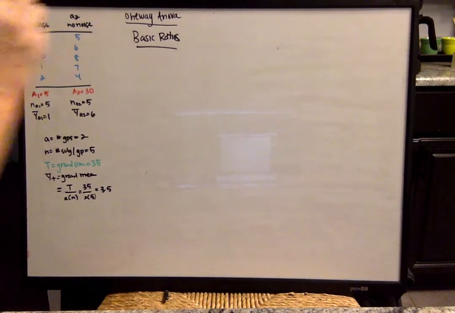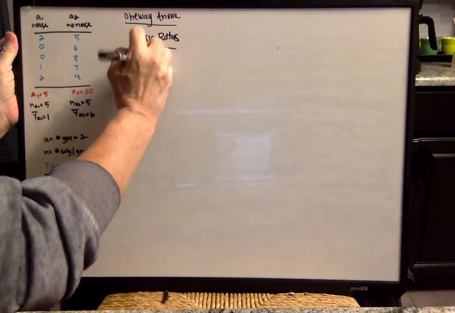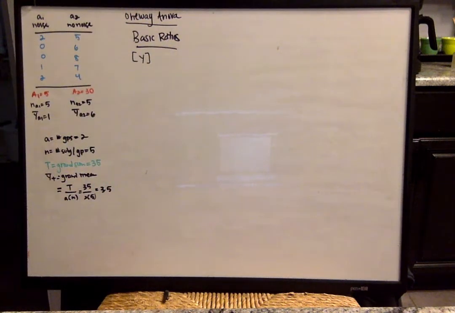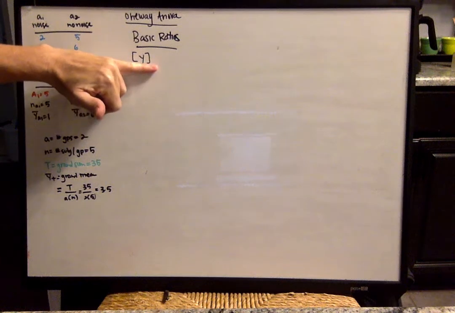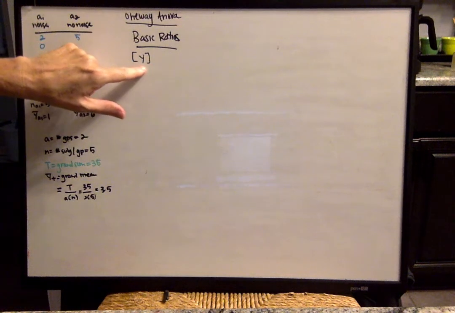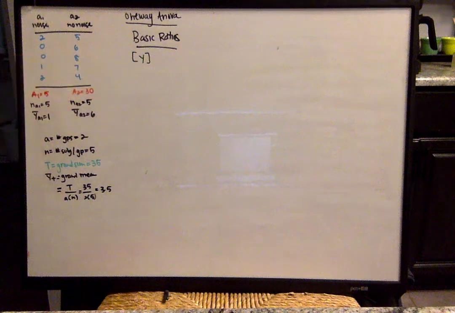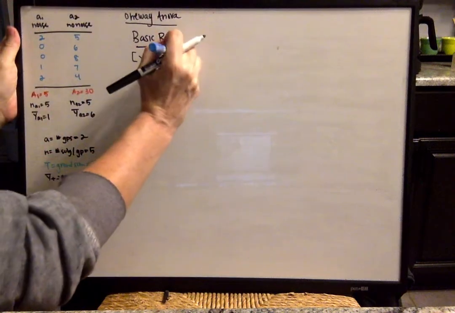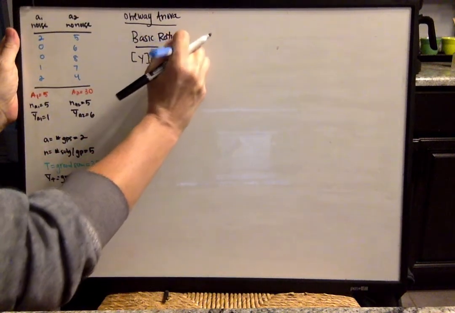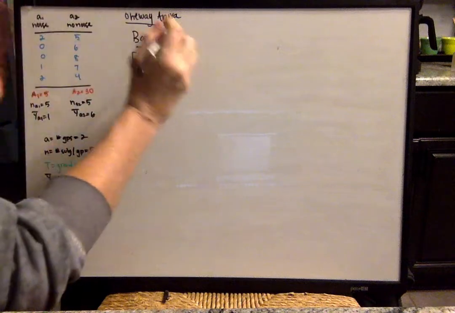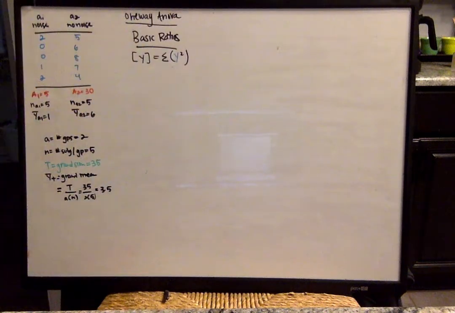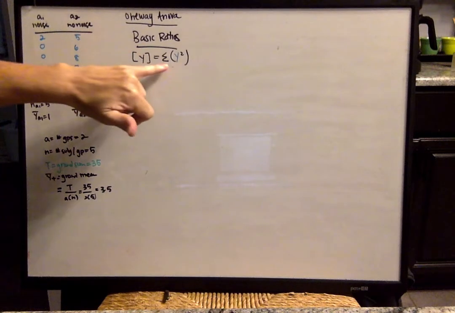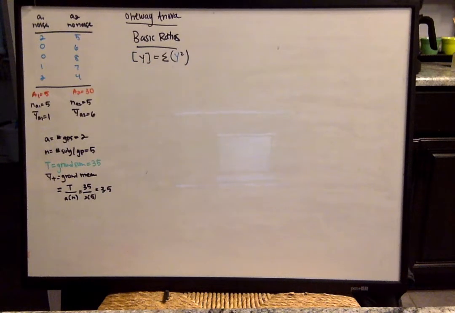The first basic ratio is the basic ratio for y. The way that we notate the basic ratios is we put the letter in brackets. So we have y in brackets. And the formula here is the sum of the y squareds. All right, so I'm trying to color code this for you guys. It's the sum of the y squareds.